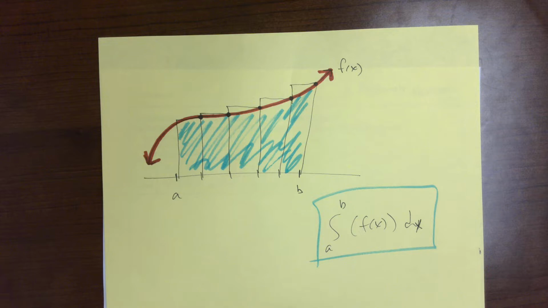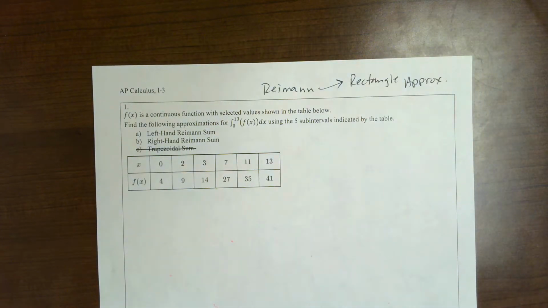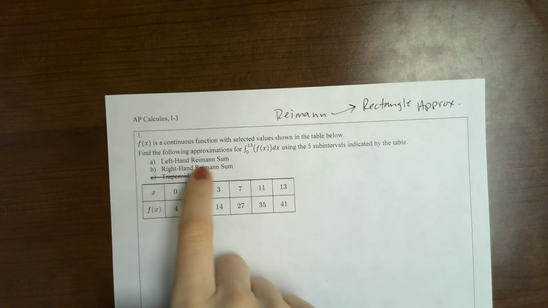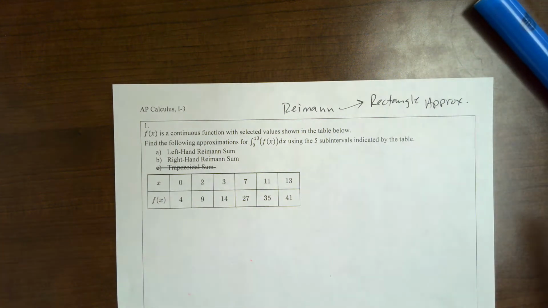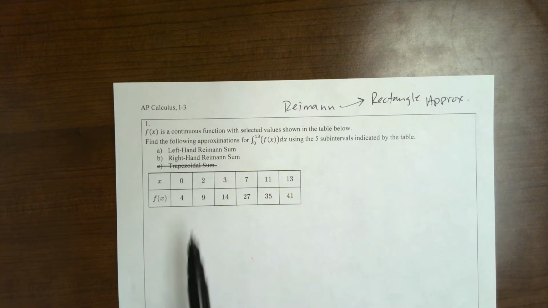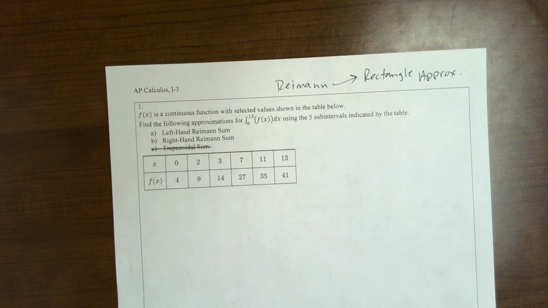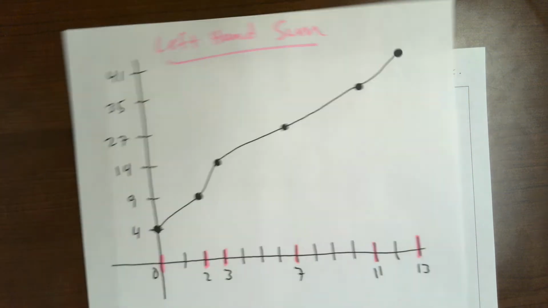And so there are basically 3 ways of using rectangles that we're going to do. That is a left-hand Riemann sum and a right-hand Riemann sum. Oh, and a midpoint Riemann sum. So what we've got is this table of values. What you're going to want to do is a sketch of these points, like the way that I did here.